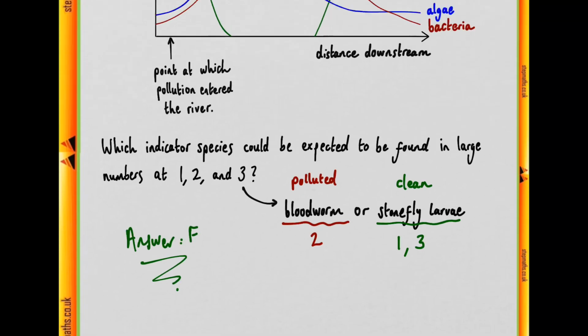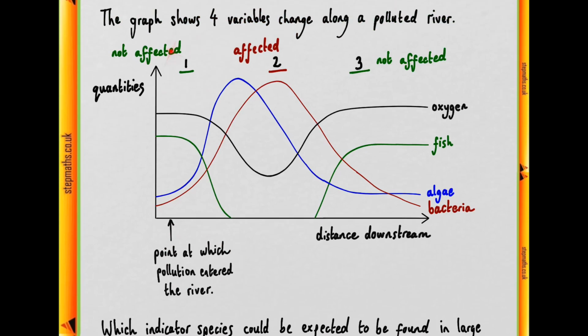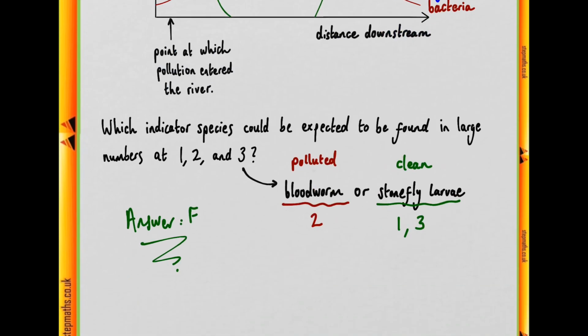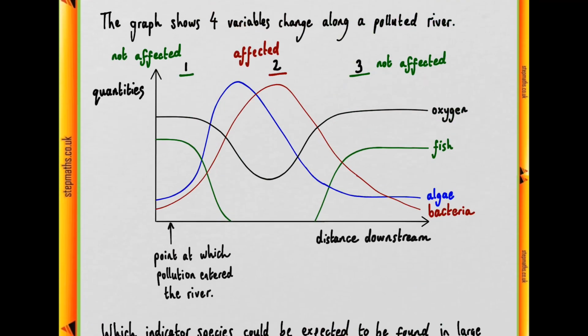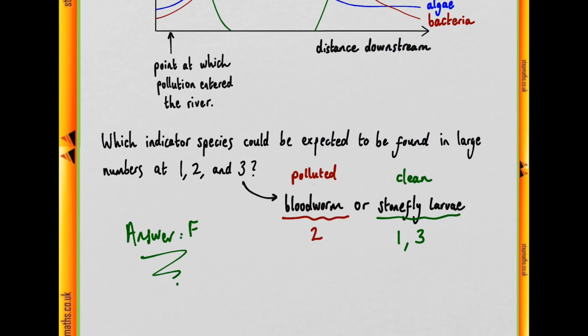It's also worth noting that we do have pollution at point 1, which appears to be not detected by our indicator species, and that shows the limitations of using indicator species rather than chemical analysis techniques when it comes to identifying pollution within a river, because there is a source of pollution at point 1, it's just not been detected by the ecosystem. It only grows to the point where it impacts the ecosystem at point 2. So our answer is option F.